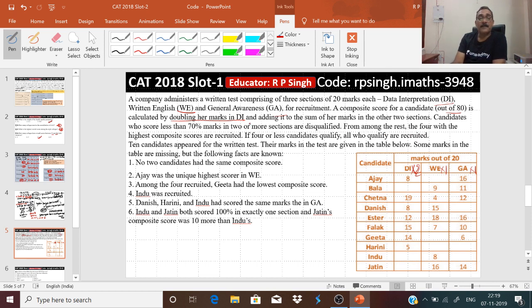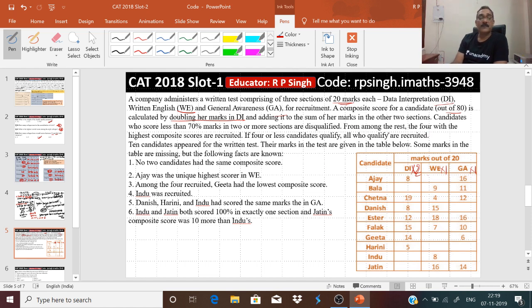And maximum marks is out of 80. So 20, 20, 20, 20 marks each. So 40 plus 20, 60. So that's why maximum marks is 80. And candidates who scored less than 70% in 2 or more sections are disqualified. Means the candidates who are selected have to score minimum 14 marks in minimum 2 subjects, right?